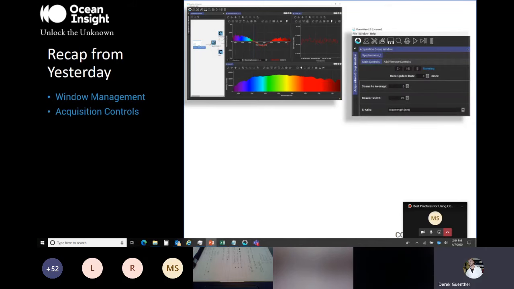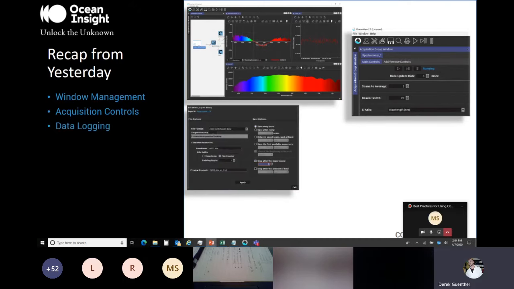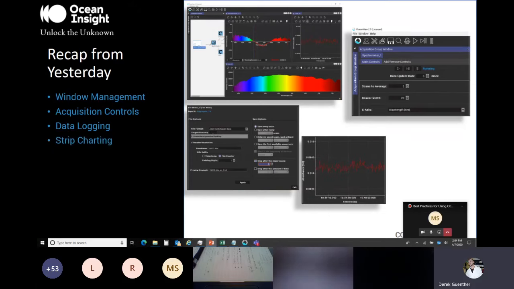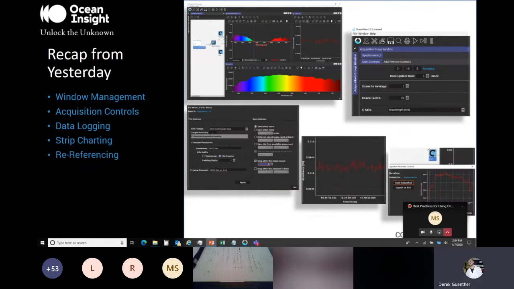We went through acquisition controls, all the key parameters you have to set up so you have good measurement parameters there, including averaging, boxcar, and integration time so you're not saturating. Data logging options, a lot of options in there, so you can send data where you want it and how you want it at the intervals or thresholds that are meaningful to you. Strip charting for time-resolved studies. And I'm going to minimize this here for you guys. And also re-referencing so that the values you're getting are as valid and as meaningful as possible.